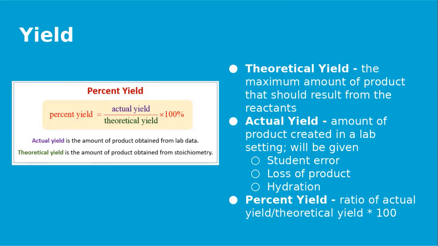and the ratio of actual yield over theoretical yield times 100% is going to give you a percent yield. So having a 100% yield is our best case scenario. We understand that's not always the case. You can always have more or less depending on what kind of errors you made in lab.